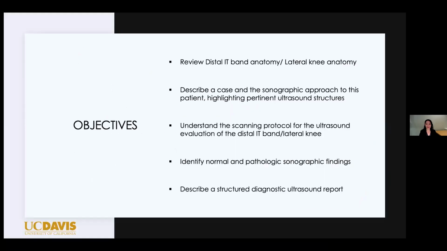My objectives today are to review the distal IT band anatomy and lateral knee anatomy. I will describe a case and the sonographic approach to this patient, highlighting pertinent ultrasound structures. Let's review the scanning protocol for the distal IT band and lateral knee. I will identify pertinent sonographic structures and describe a structured diagnostic ultrasound report. Let's start with the case.